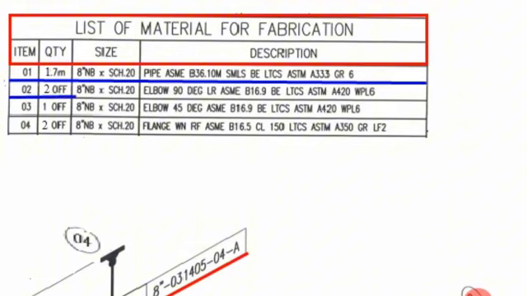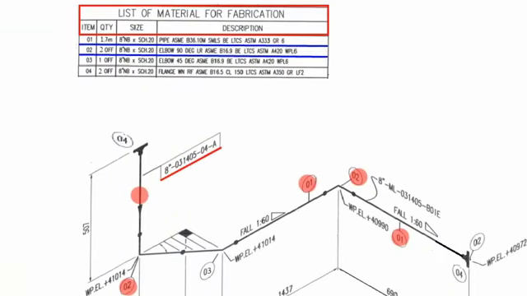Item number 2, the quantity is 2 off, size is 8 inch, schedule 20, elbow 90 degree, long radius, ASME B16.9, low temperature carbon steel material, ASTM A420. Item number 3 is shown in one place of this pipeline drawing. Let's look at the material list.